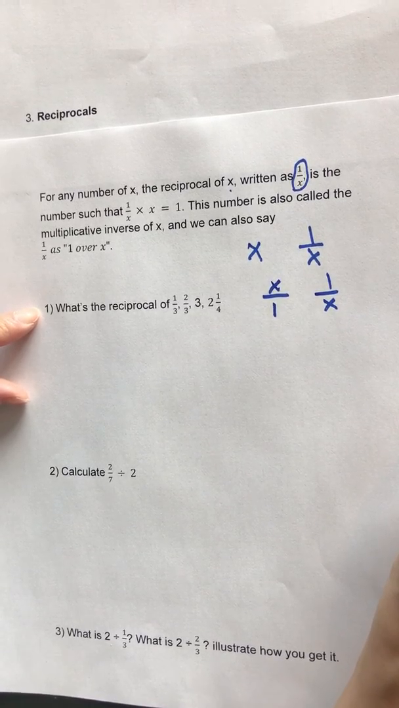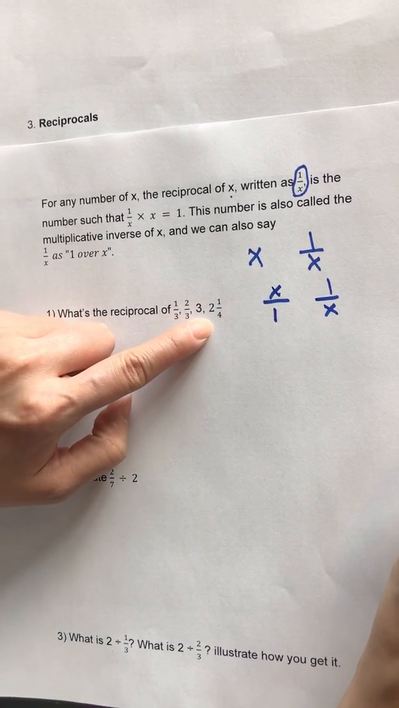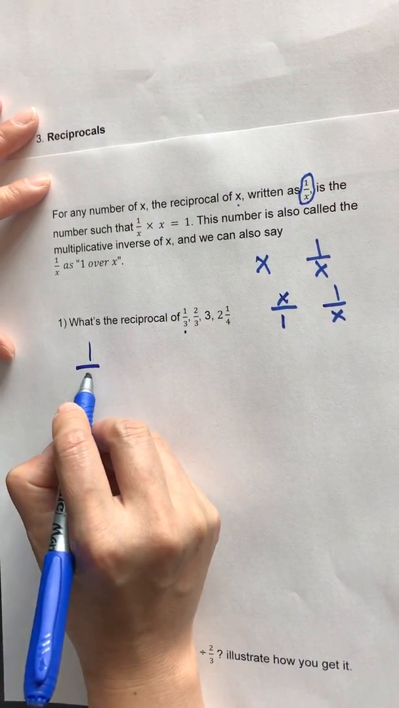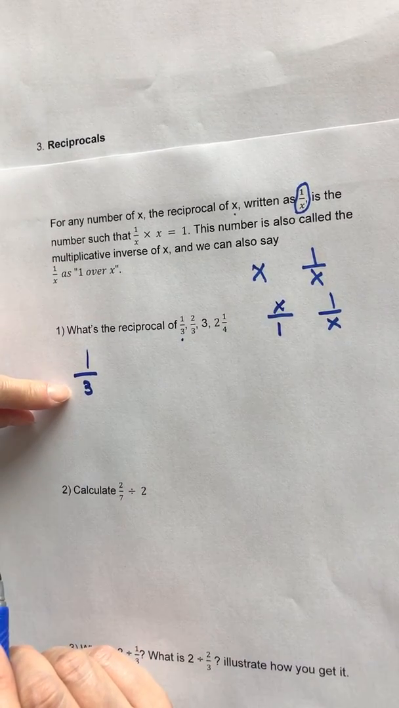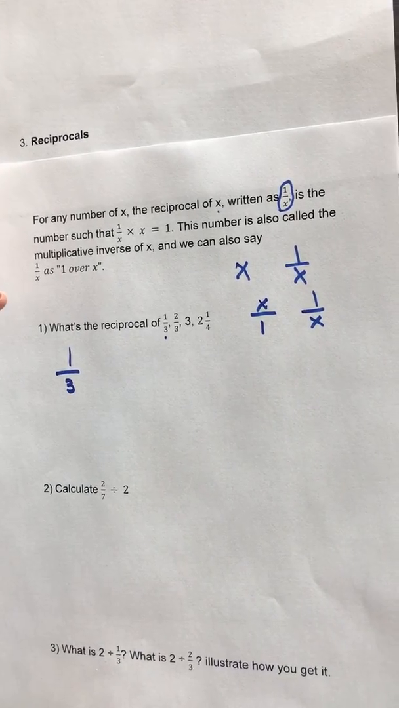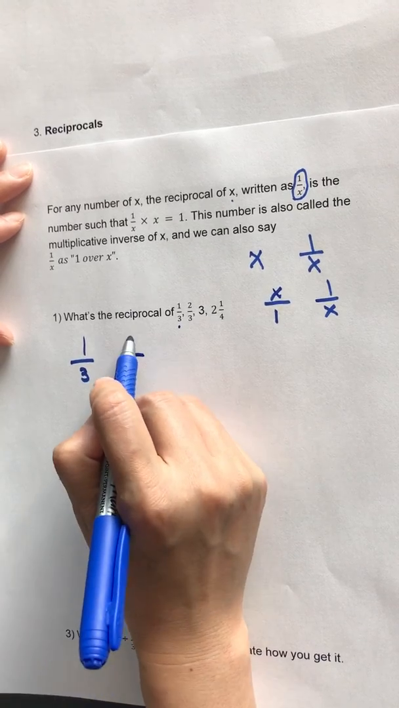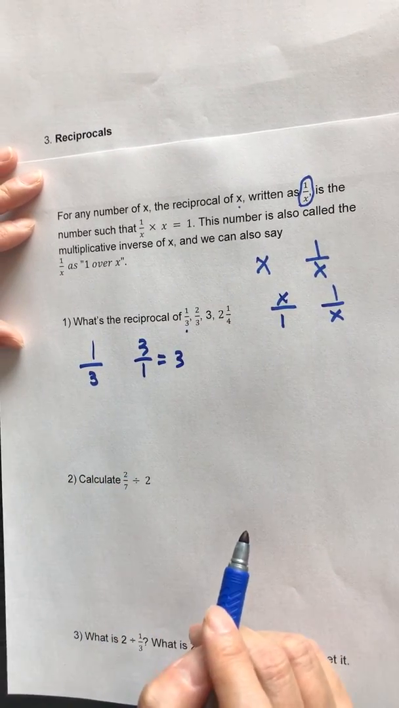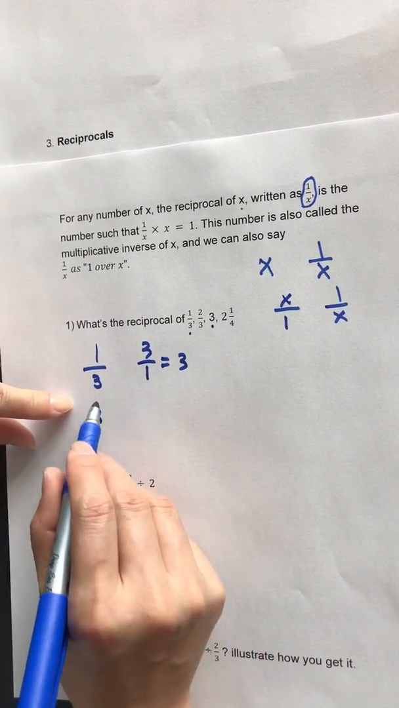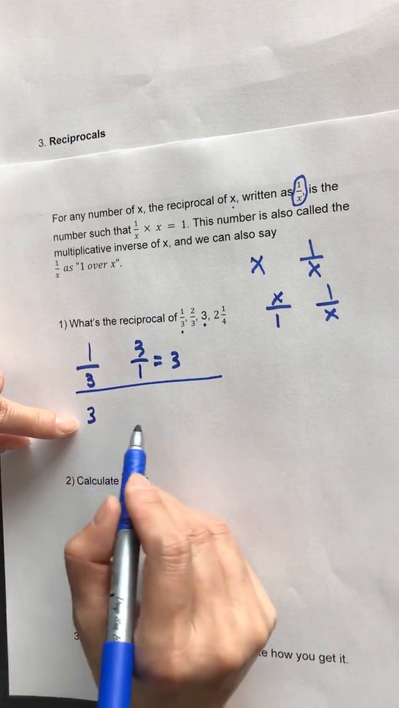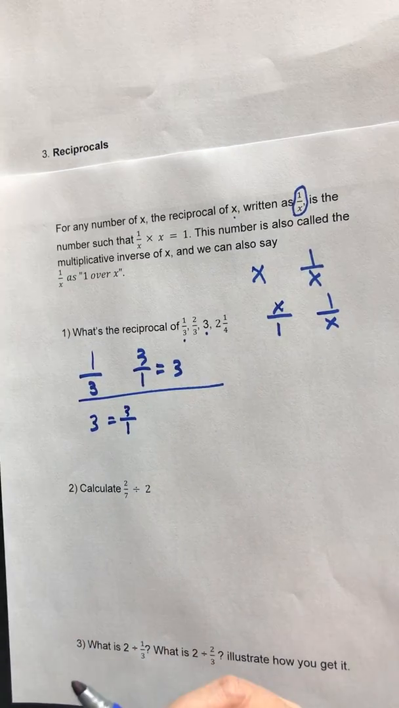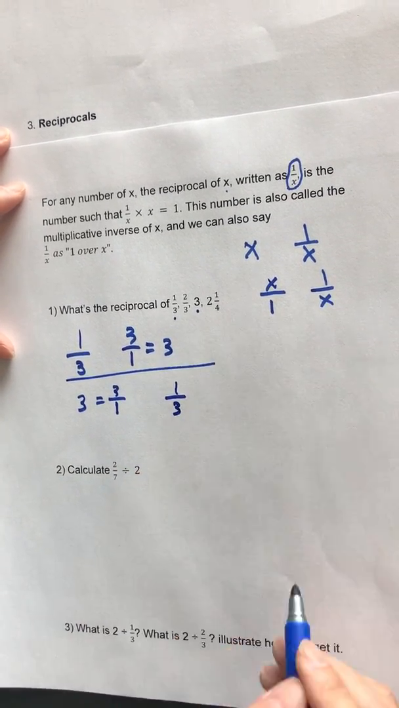Number 1, what's the reciprocal of 1/3, 2/3, 3, and 2 1/4? So we pick this as an example. 1 over 3 is the number that you start with. The reverse of that, you basically swap numerator and denominator. Now it is 3 over 1, which is simply 3. For number 3, we'll skip the 2/3. Students can figure this out. If you have number 3, what's the reciprocal of 3? 3 is 3 over 1, and then the reciprocal is the reverse of numerator and denominator, which is 1 over 3.